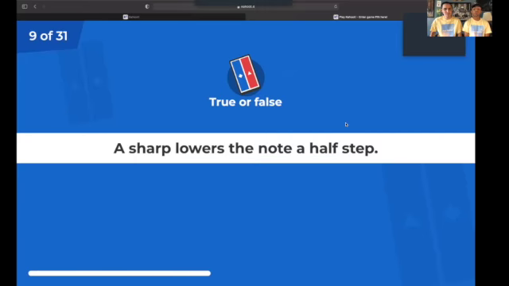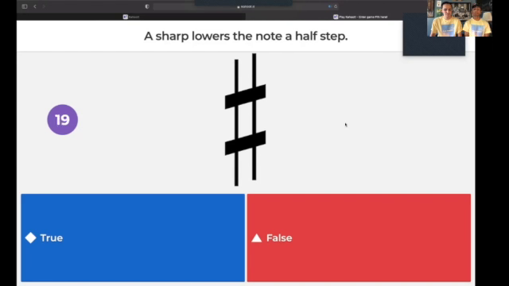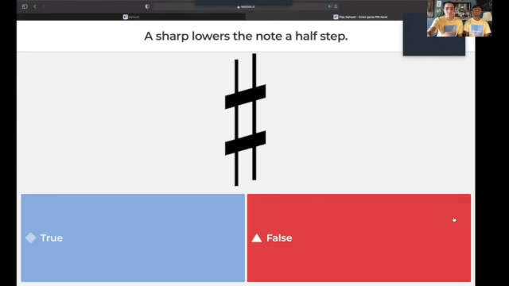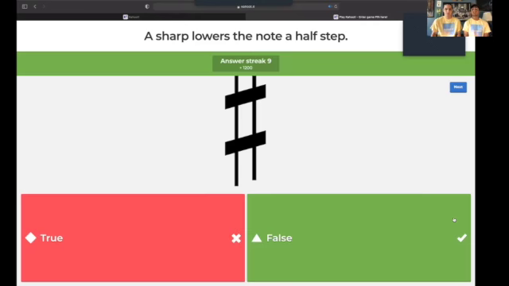Question number 9, a true false, guys. A sharp lowers the note a half step. In fact, we have 3 types of accidentals: the sharp, the natural, and the flat. Which one kind of lowers it? Does the sharp do it? Is it true? Is it false? And the answer is false. The sharp does not lower the note a half step. In fact, it does the opposite. It increases or heightens the note a half step.